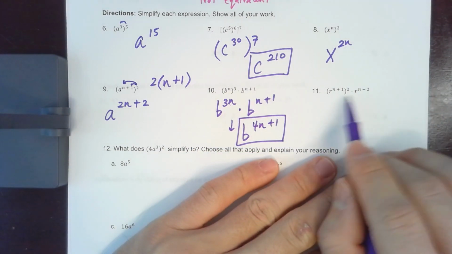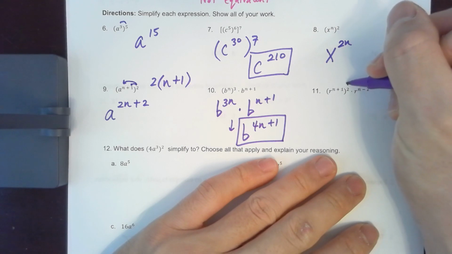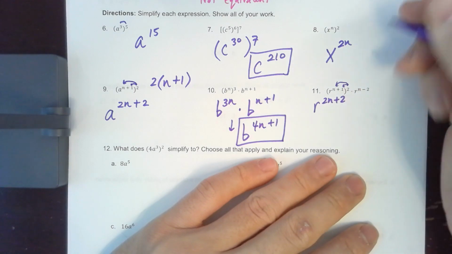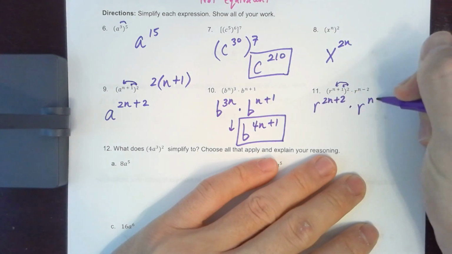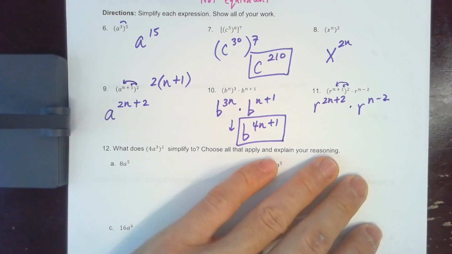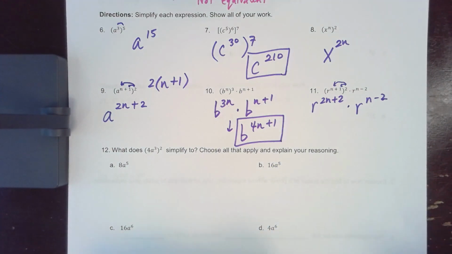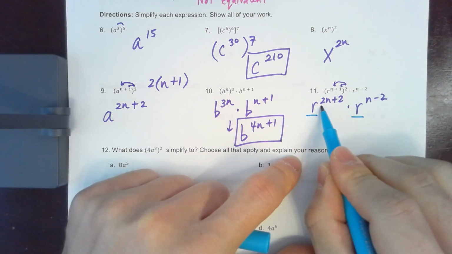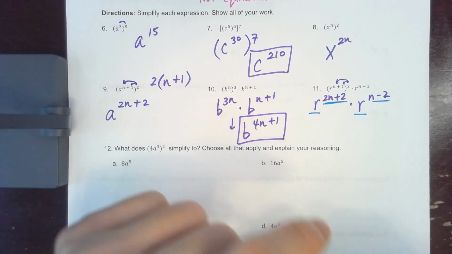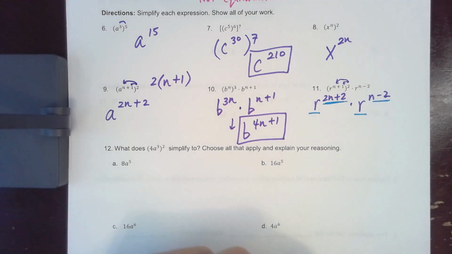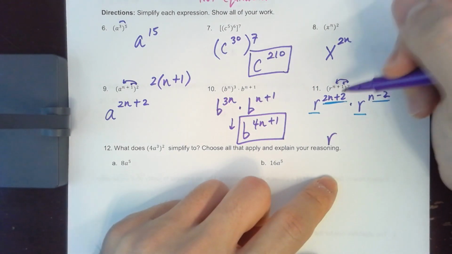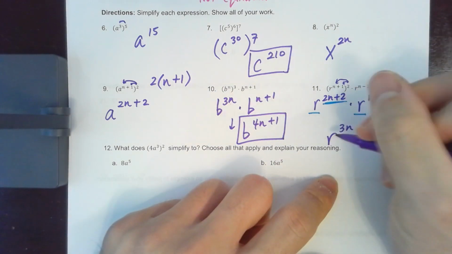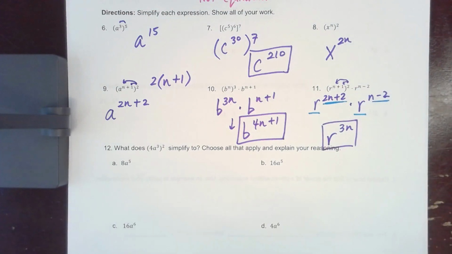Something like number 11 seems a little bit intimidating right now, but I'm not going to be scared. You end up getting r to the 2n plus 2 times r to the n minus 2. Okay, and we're happy when we see this, class, because when you have r and r and you're multiplying, you know that all I have to do is combine these two expressions and raise them to r. So 2n with n is 3n, and then 2 and negative 2 is 0. So I'm done.